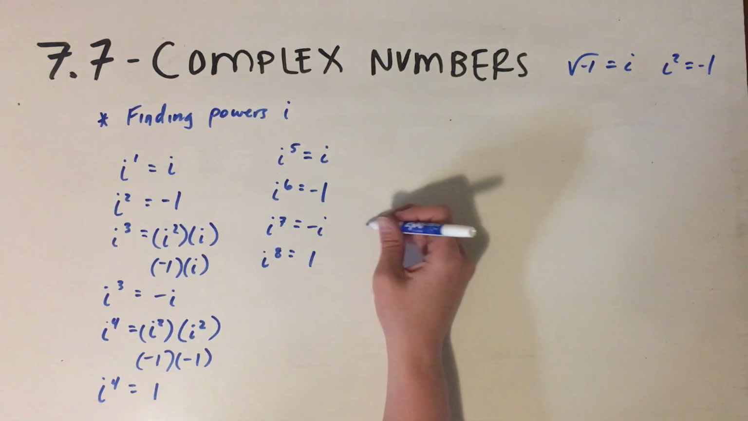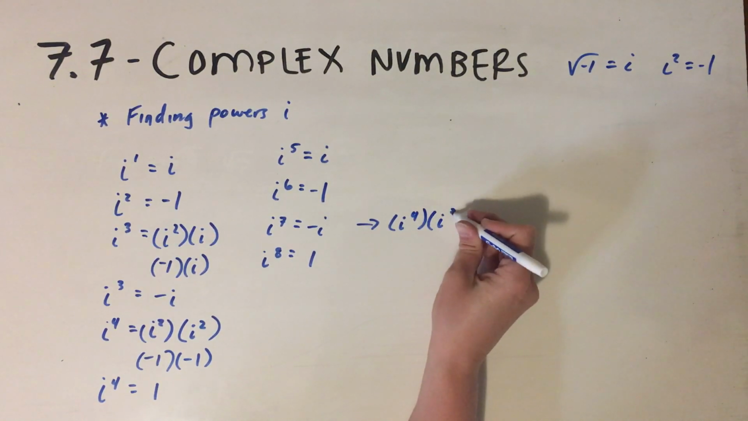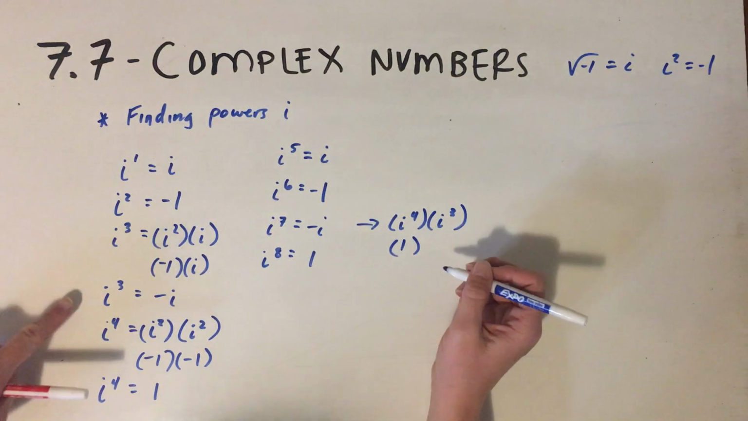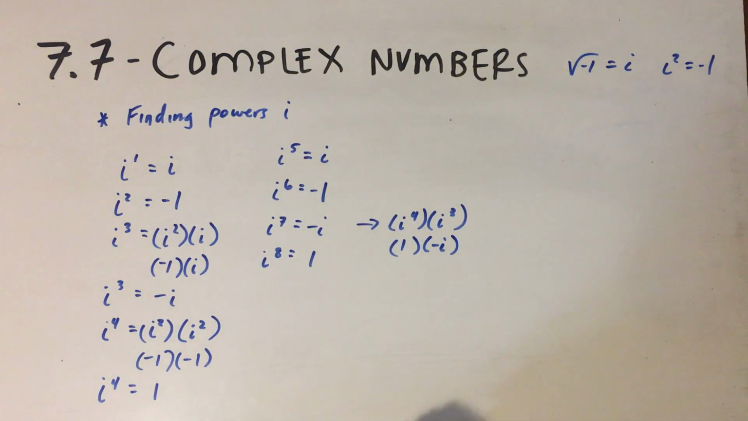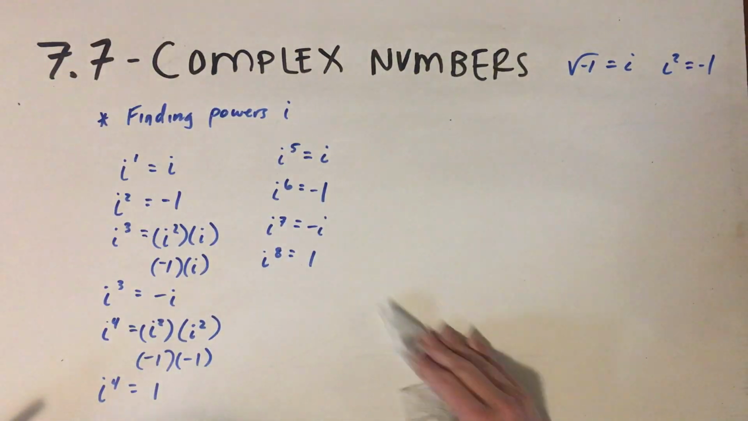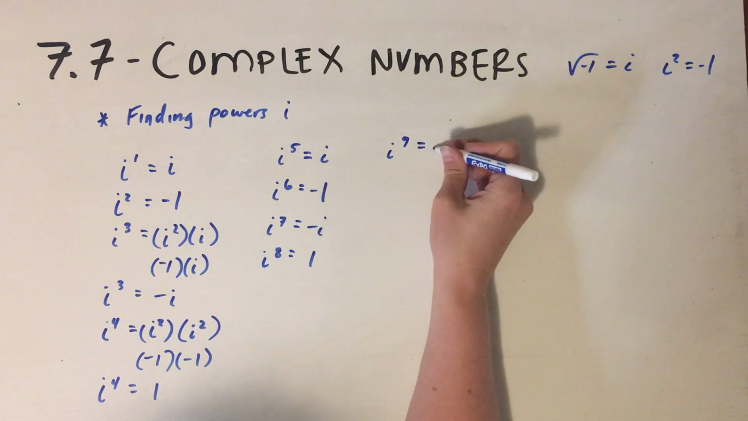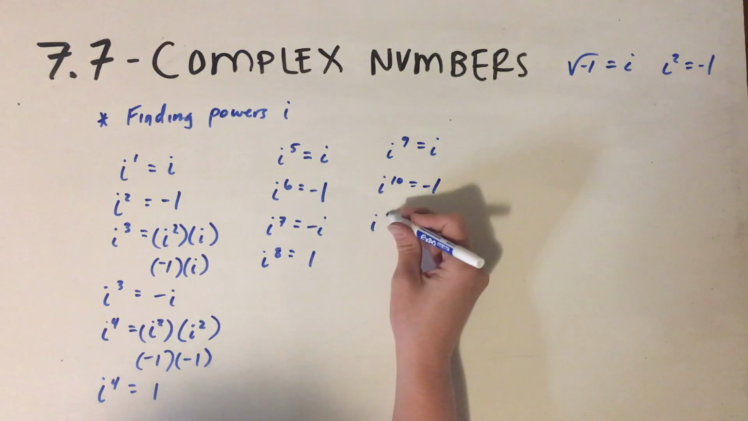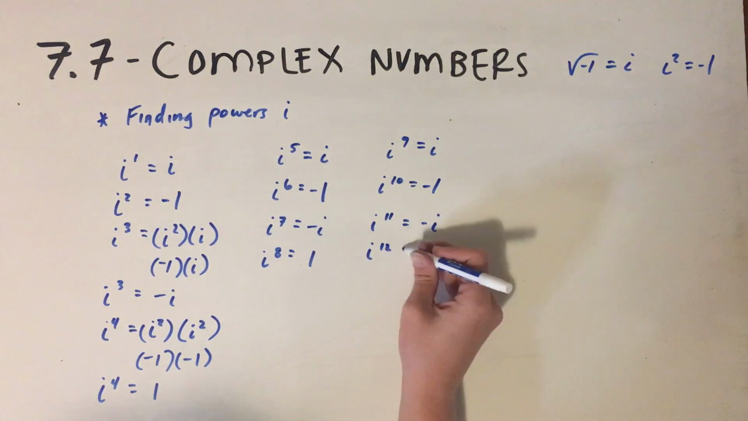Let's take i to the seventh, for example. i to the seventh we could separate out to i to the fourth times i cubed. We know that i to the fourth is 1, and that i cubed is -i. Well, 1 times -i is -i. So again, this pattern is just going to be reiterated. Every 4 is going to repeat itself. So that means that i to the 9th is just going to be i, and i to the 10th is just going to be -1, and i to the 11th is going to be -i, and i to the 12th is going to be 1.